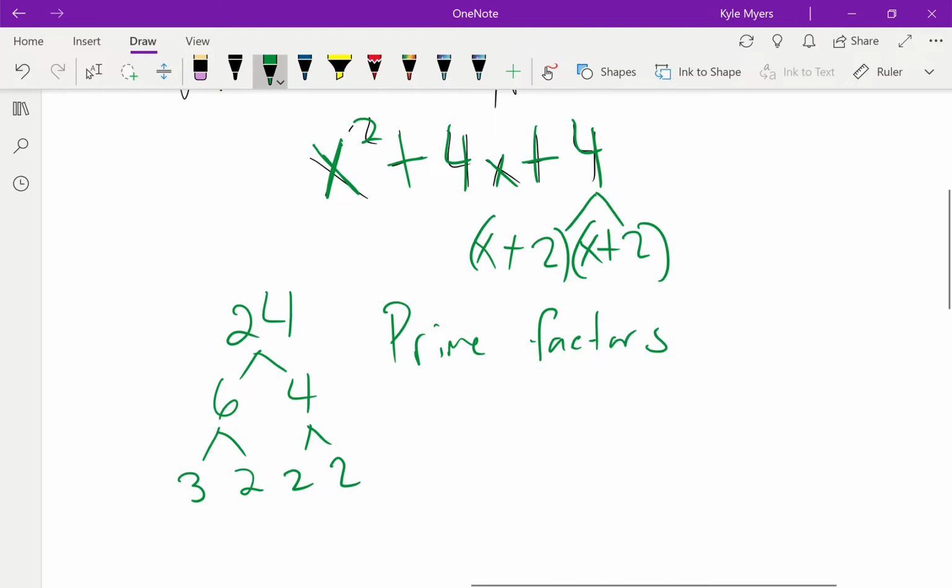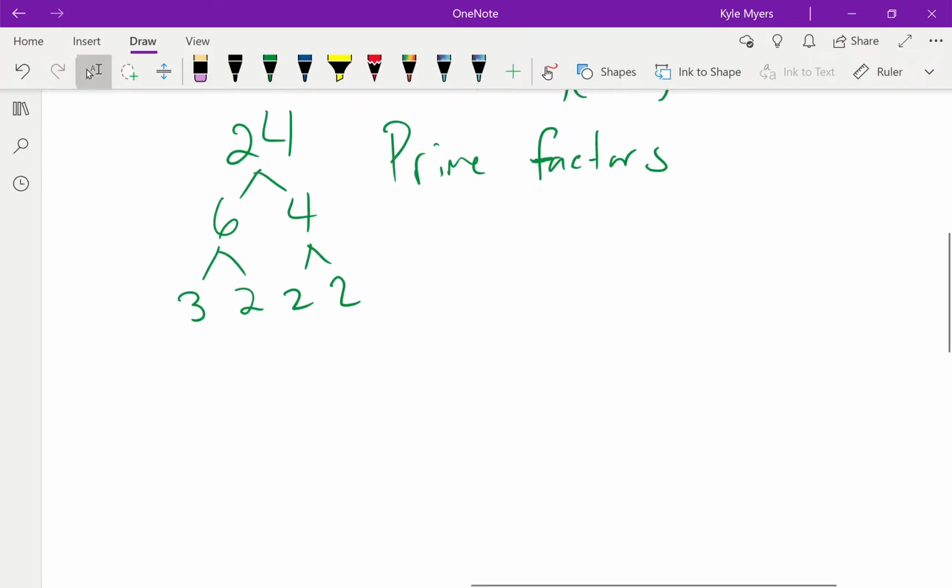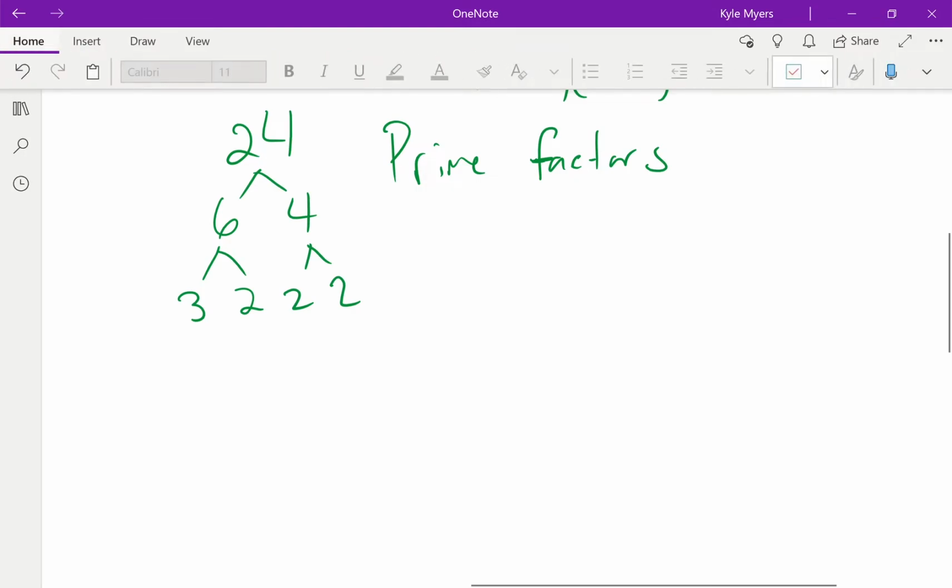I'm putting this in green because it's an example here. It'll be a theme that I use: I use green for examples. Yeah, prime factors. Look at that. So there's a lot of different ways you can factor in factors. Let's kind of define factors here.